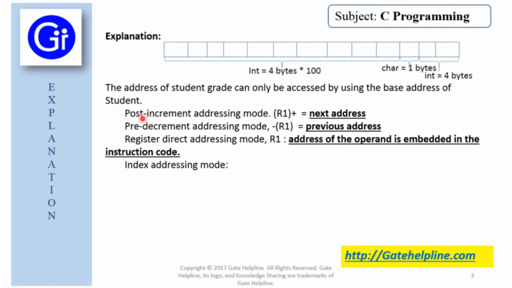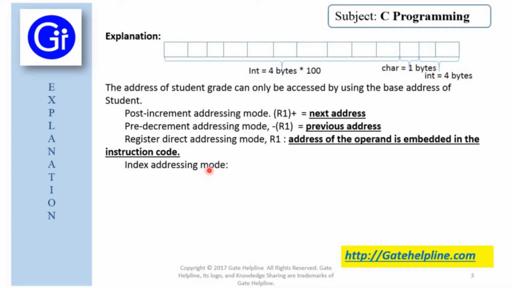So first one is post increment addressing mode. In this addressing mode we will get the next address and not the student grade address. In pre-decrement addressing mode, this will give the previous address and not the student grade address. And in the register direct addressing mode, the operand is embedded in the instruction code, and at last the index addressing mode.